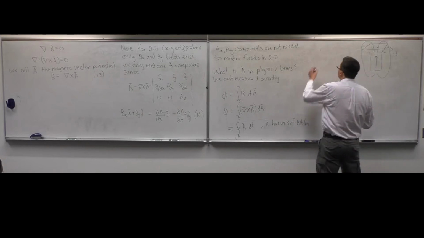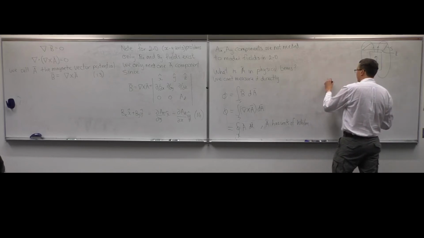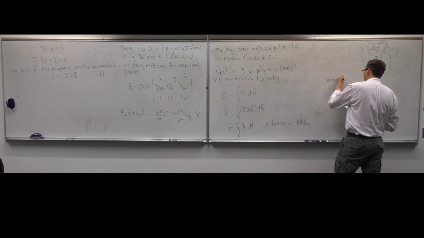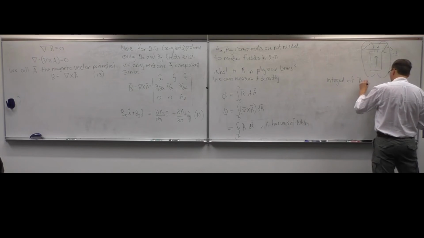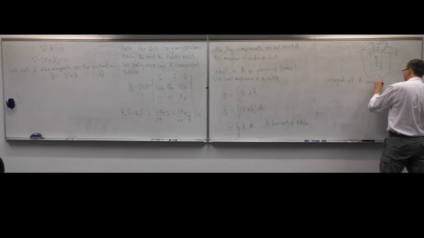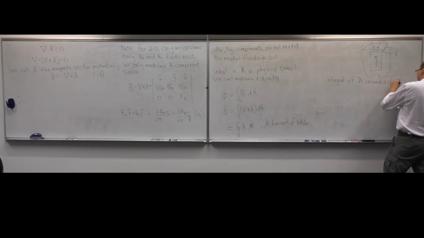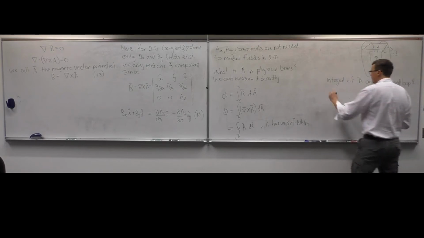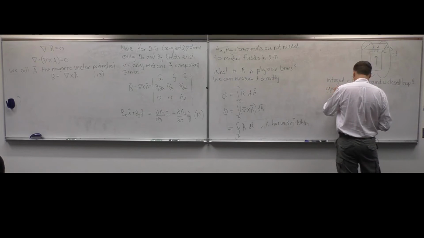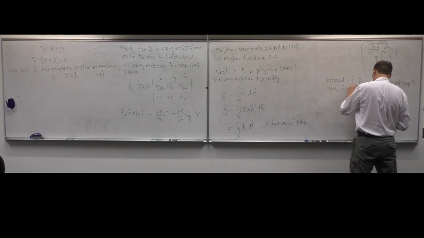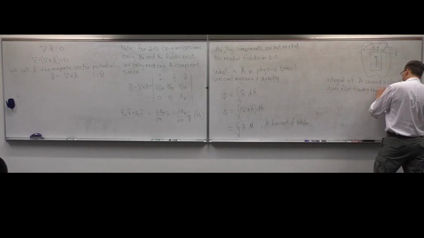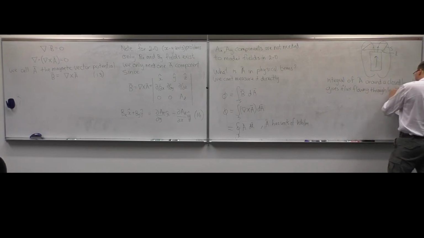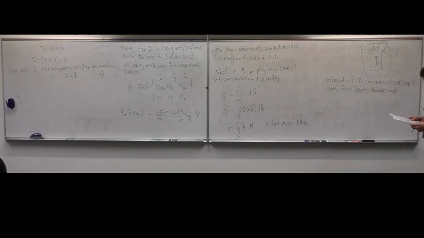Let me write that down. So the integral of A around a closed loop L gives flux flowing through loop. Okay.